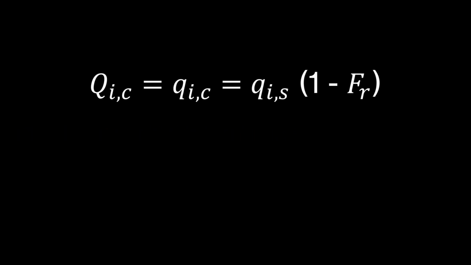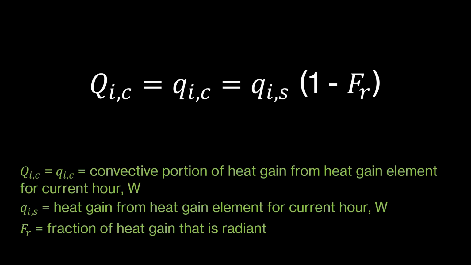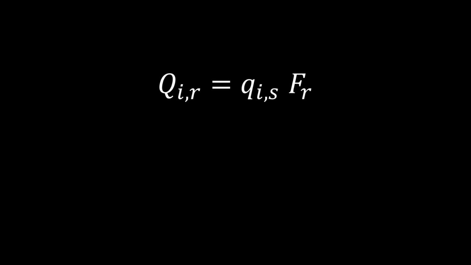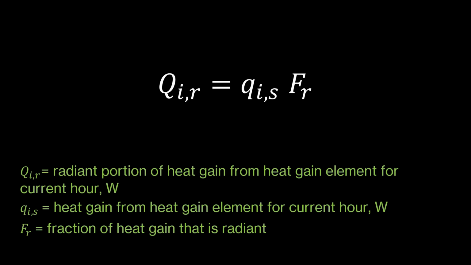The convective portion of lighting heat gain is calculated by multiplying the sensible heat gain from lighting by the fraction of lighting heat gain that is convective. Remember that the convective portion immediately becomes cooling load. The radiant heat gain from lighting is calculated by multiplying the sensible heat gain from lighting by the fraction of lighting heat gain that is radiant.